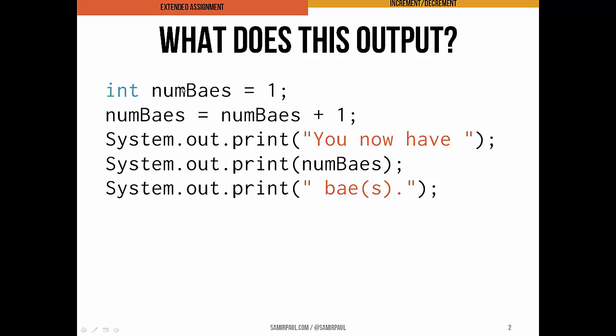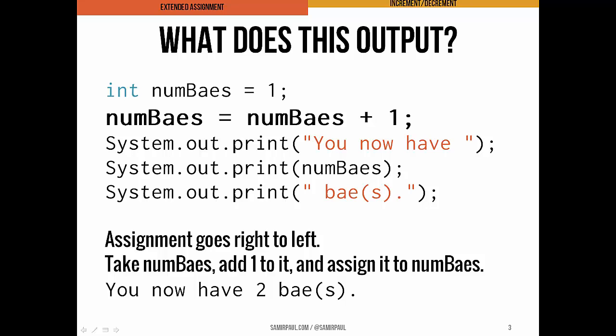We have an int numBase. Currently it's at 1. What we want to do in this next line of code is actually make numBase 1 bigger. Remember, assignment happens right to left. So that means the way this statement evaluates is it starts with whatever is currently in numBase, we add 1 to it, and then we go left and perform the assignment. So when we get to the print statements, we end up printing "you now have 2 bays", taking whatever was previously in numBase, adding 1 to it, and storing that back in numBase.